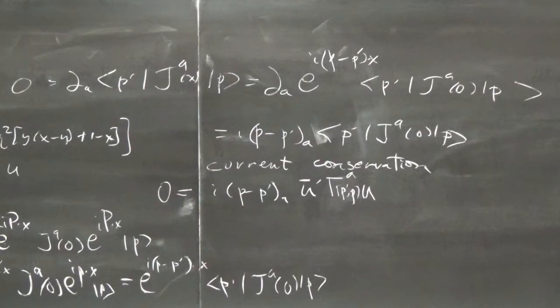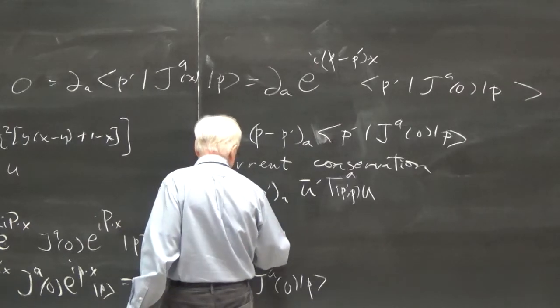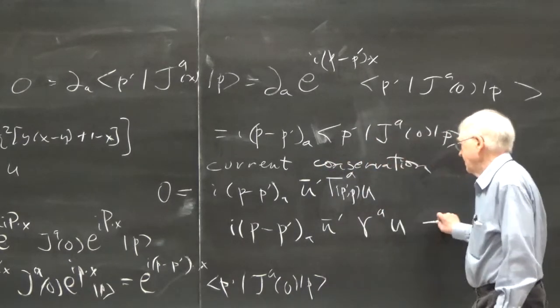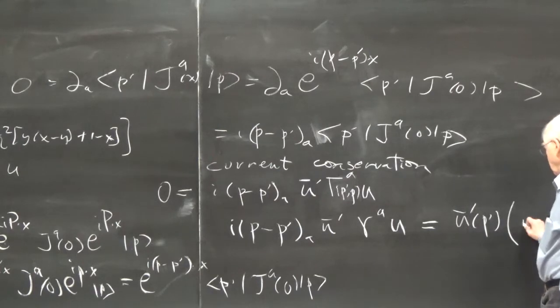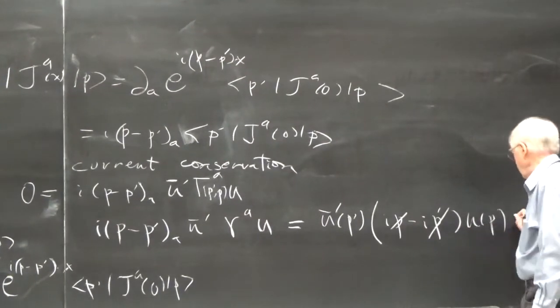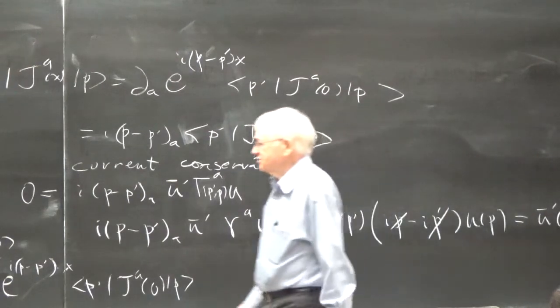Well, there's a term proportional to gamma A, then there's a term proportional to P prime A, and a term proportional to P A. The term that just has a gamma A works out nicely because it's (P prime minus P) sub A, u bar prime gamma A u. But then that is just u bar prime of P prime, i P slash minus i P prime slash, u of P. And P slash on u is m, and this is minus m on the other one, so this is m minus m, u of P, which is 0.